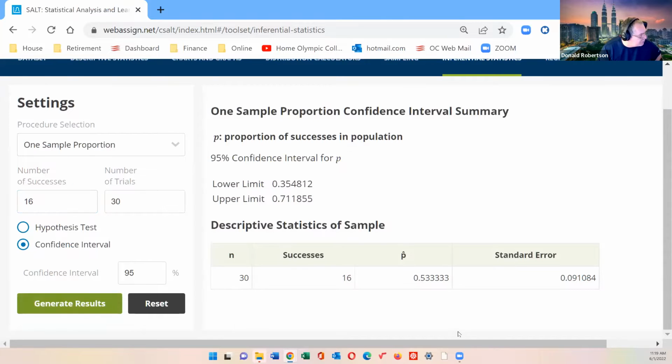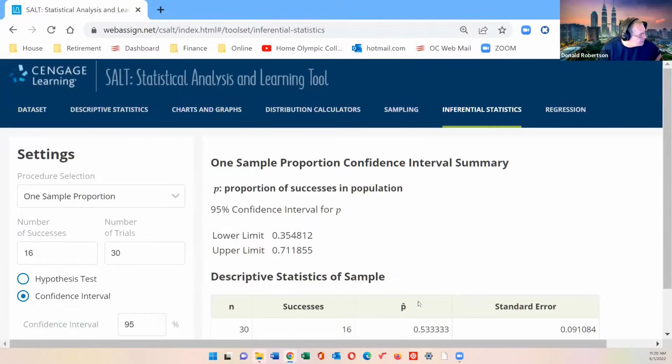Going to generate the results. No, it's not going to work. Okay, plan B. I thought that it would tell me the Z-score, and I was wrong. So I have a plan B.